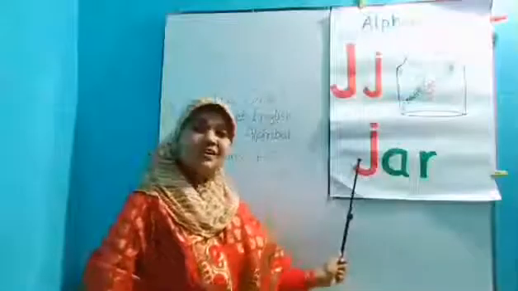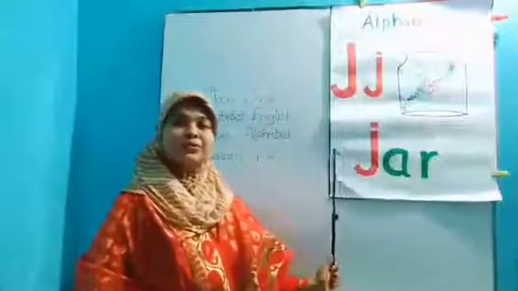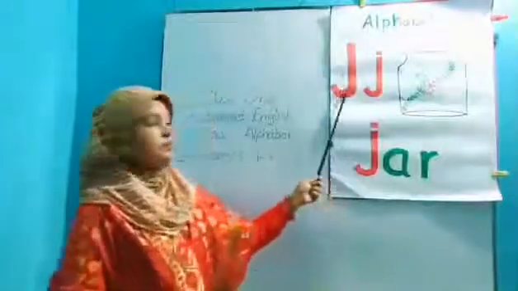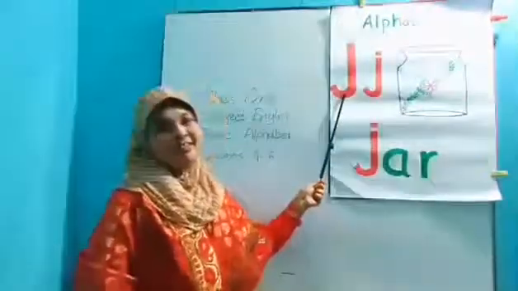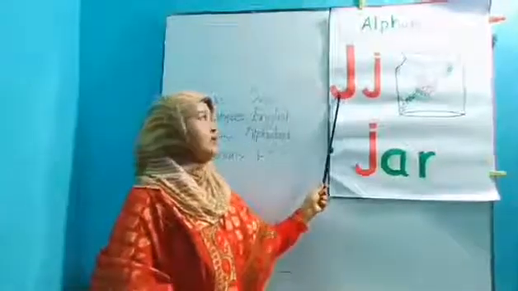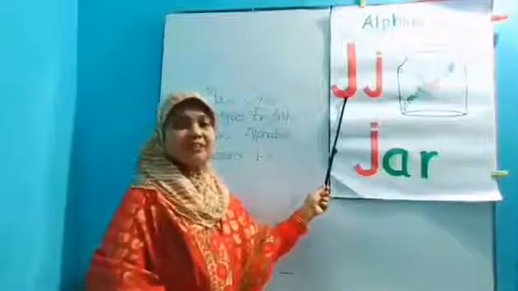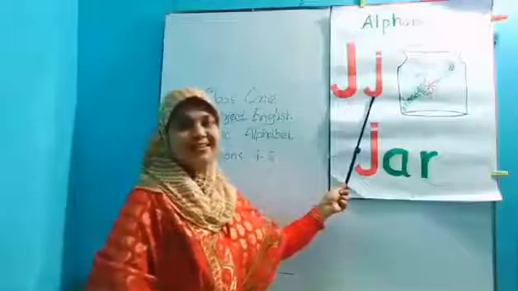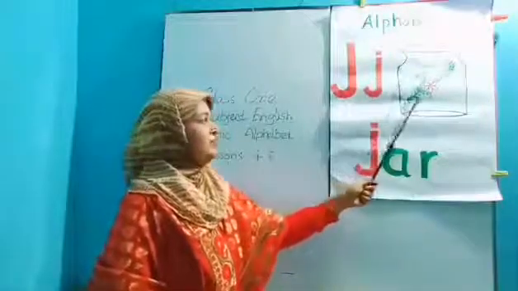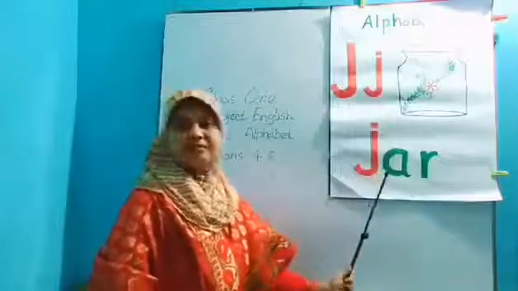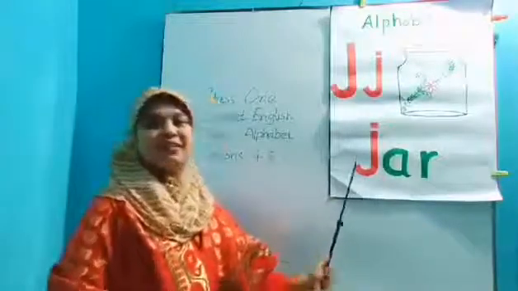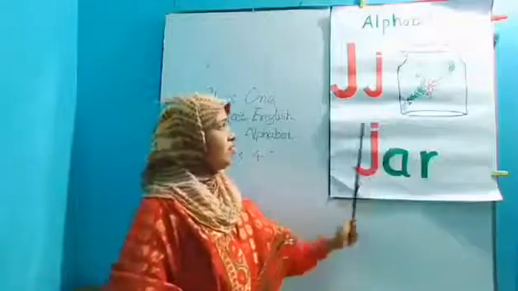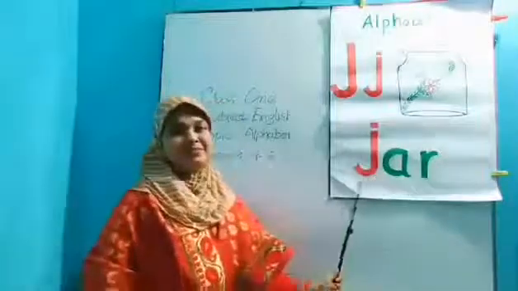Word jar. This is capital letter J. This is capital letter J. And this is small letter J. And this is the J for jar. J for jar. Again, J for jar.